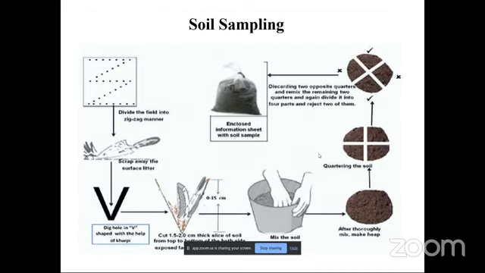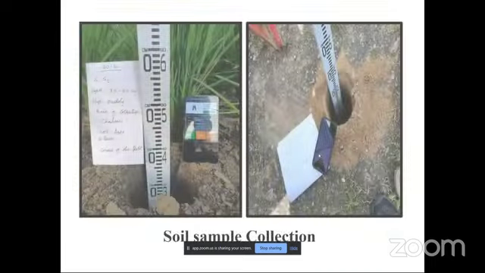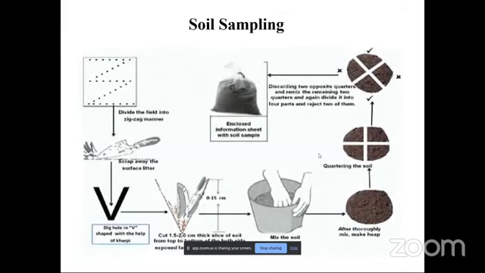The way of digging is in a V shape, and the depth of soil is between 0 to 15 centimeters. We can use 15 to 20 centimeters for subsoils. After collecting, we mix the soil in a container, then thoroughly dry it in a shade room. After that, we sieve it with a 2 mm sieve, and then we collect the soil in a bag.